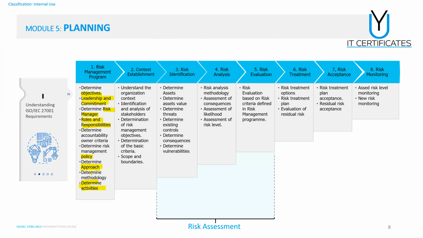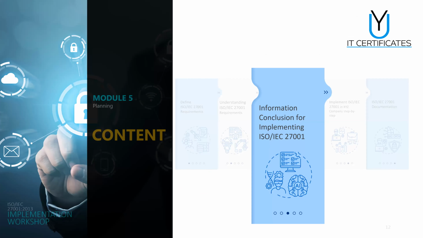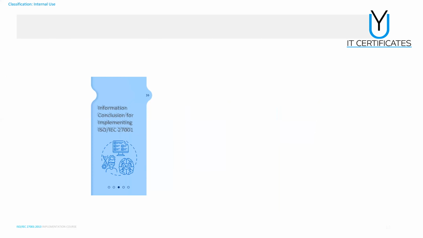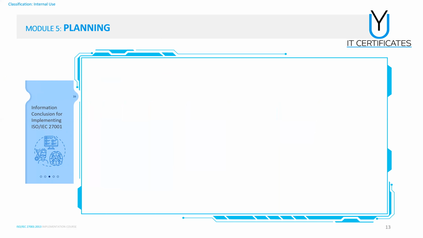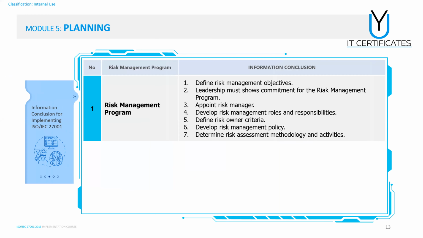I will try to remind you very quickly. These are the 8 processes: risk management, the context, risk identification, risk analysis, risk evaluation, risk treatment, risk acceptance, and risk monitoring. Now we will go through them one by one, and we have to discover all this information from our experience and implement it in the company. Number 1, risk management program.